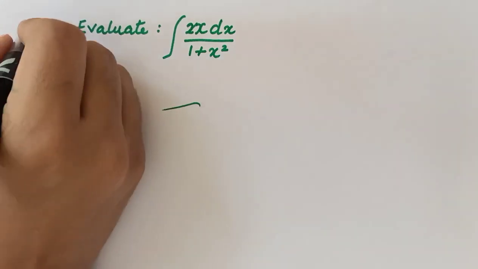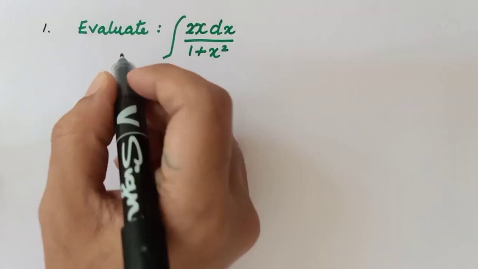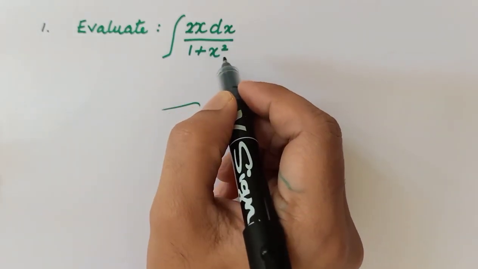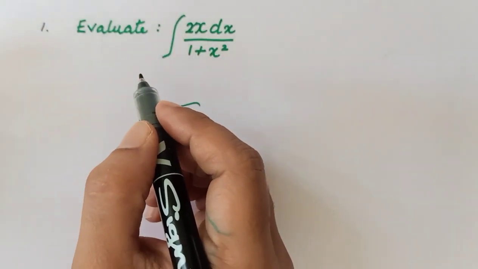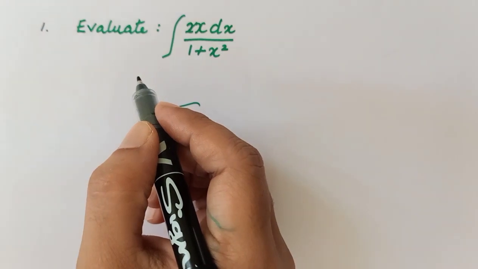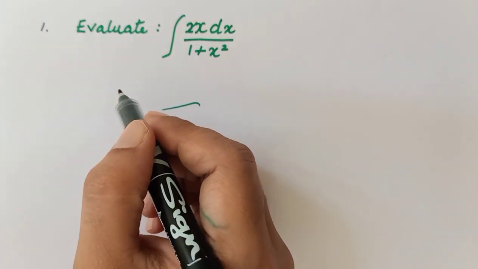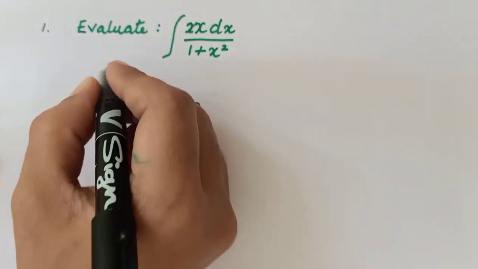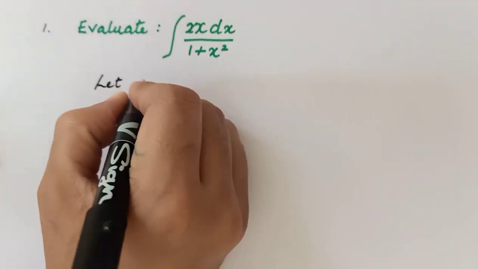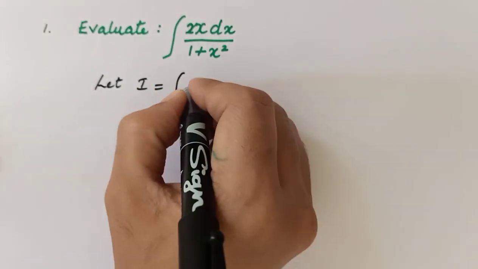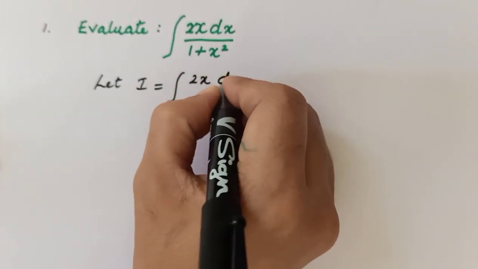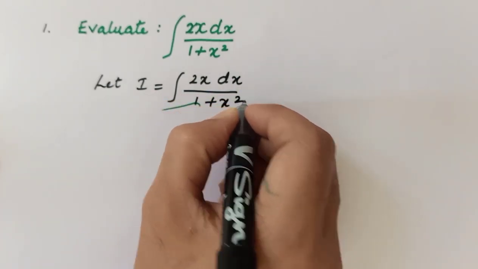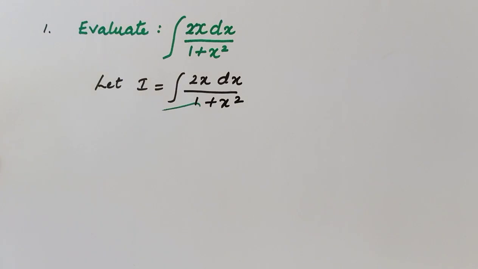So we'll take this first example. The question here is: evaluate the integral of 2x dx by 1 plus x square. This problem has come from the topic method of substitution, and we have seen the method of substitution, like how to integrate with this method. So firstly, we'll write let I equals the same thing here: integral of 2x dx by 1 plus x square.